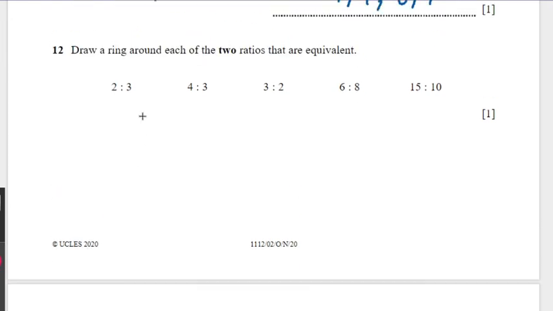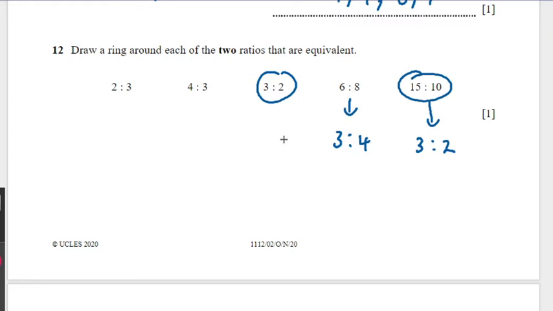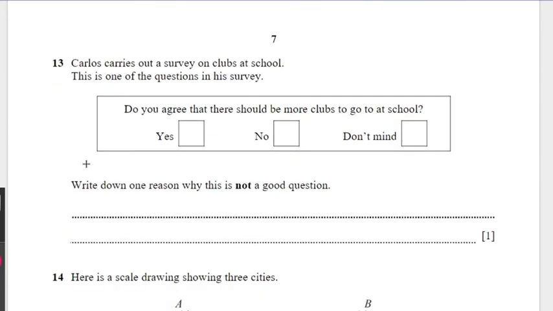Draw a ring around each of the two ratios that are equivalent. So I advise you to simplify all the ratios here. I think this is the simplest, the simplest, the simplest. This one can be simplified. This is divided by 2 each, so you get 3 to 4. This one also can be simplified, divided by 5. So 3 to 15 divided by 3 to 2. So this is 3 to 2. All right. So the answer is this one and this one. Got it? 3 to 2. Okay, move on to the next question.